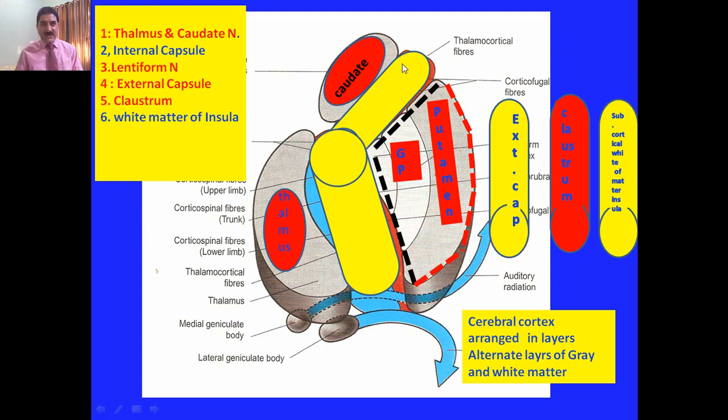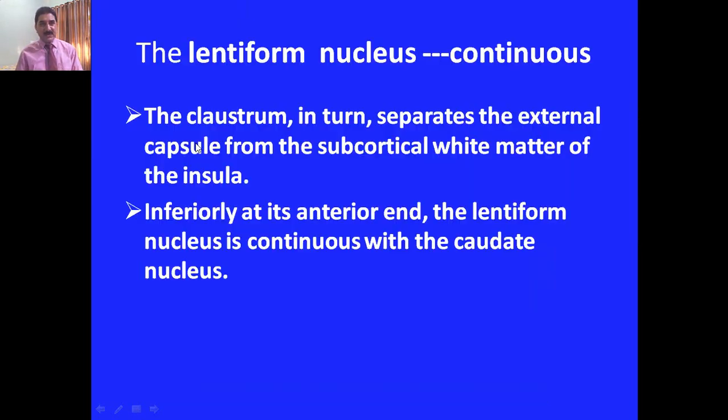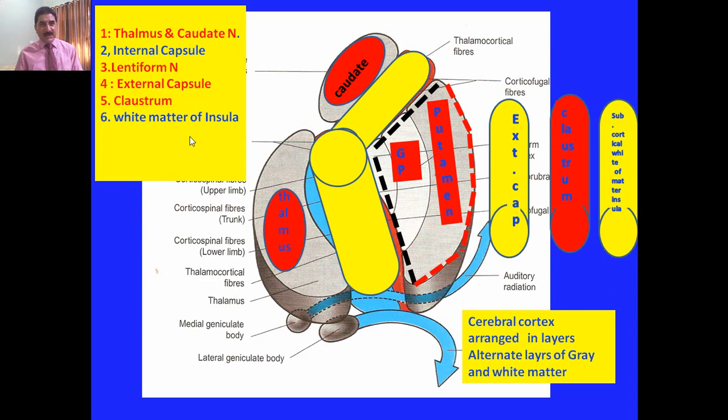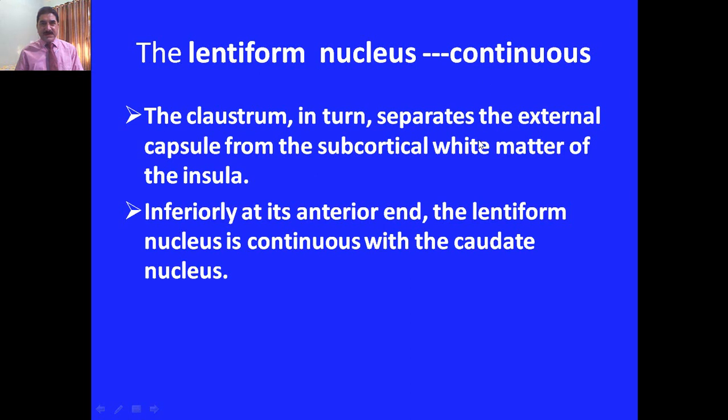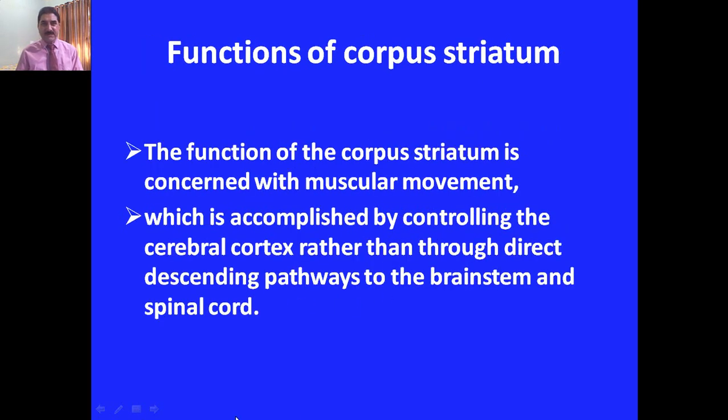So we can see that alternately we have the thalamus consisting of gray matter, the internal capsule consisting of white matter, the lentiform nucleus again gray matter, the external capsule white matter, the claustrum gray matter, and the white matter of the insula. There are 6 layers in total. 3 of them are gray matter and 3 are composed of white matter. The claustrum in turn separates the external capsule from the subcortical white matter of the insula. As already said, inferiorly at its anterior end, the lentiform nucleus is continuous with the caudate nucleus.